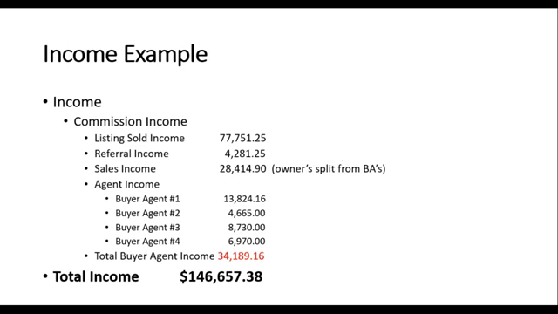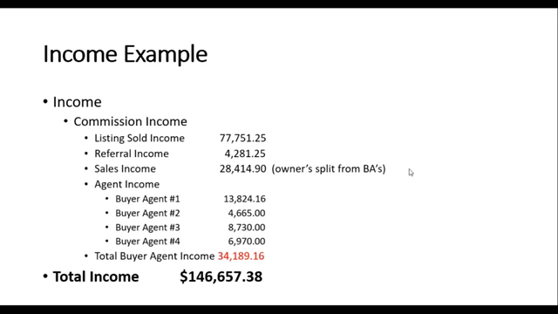And so in this particular month, the gross income before any split, cap, royalty, anything else that they made off of the sales of listings was $77,751. The next line you'll see they also received referral income of $4,281. And then look at sales income. This particular amount, $28,414, this is the commission income that's staying with the team or with the Rainmaker.